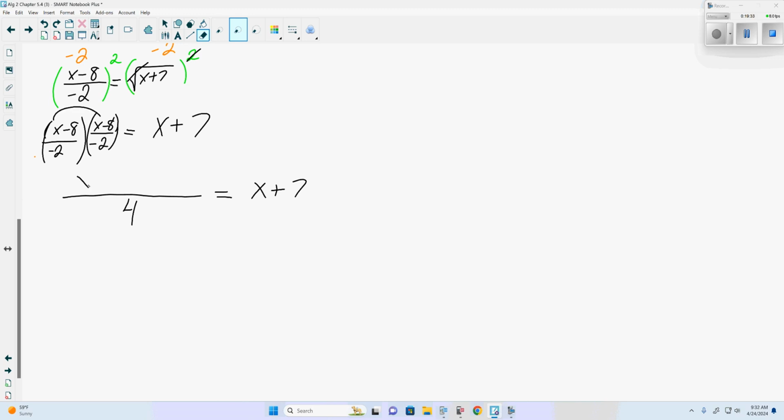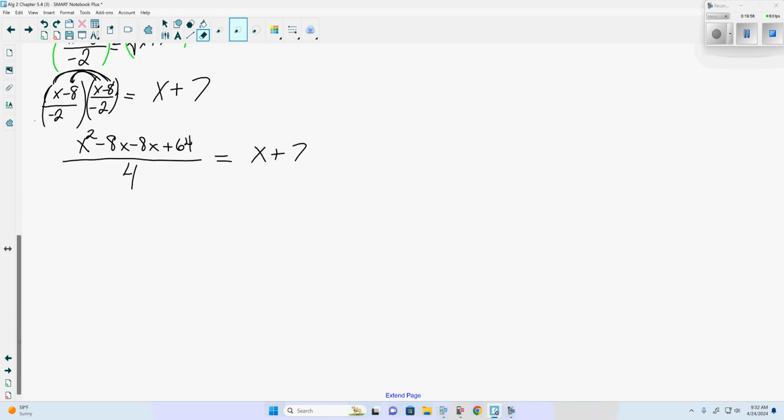So x times x is first, which would be x squared. x times negative 8 is negative 8x. Negative 8 times x is negative 8x. And lastly, negative 8 times negative 8 is, because our negative and negative make a positive, and 8 times 8 is 64. Let's combine.